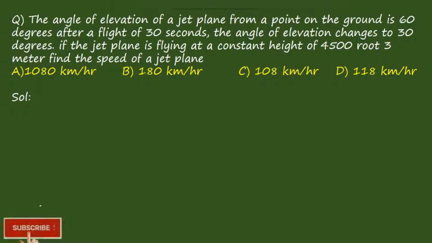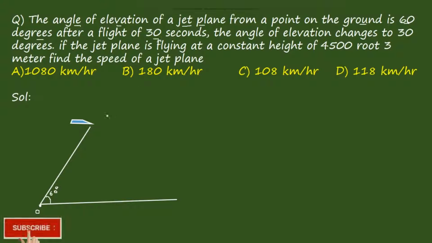First, to understand the question. The angle of elevation of a jet plane. We consider a jet plane. It is a jet plane, and it is seen from a point O on the ground. The angle of elevation is 60 degrees. So we can say this is equal to 60 degrees.